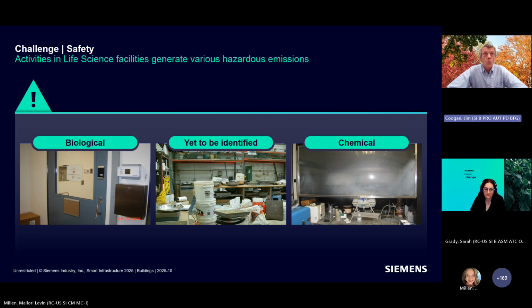What are the hazards? What are we trying to protect people from? And are they working in a way that makes that effective?